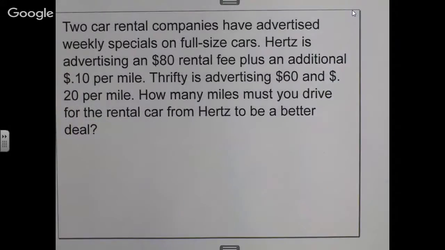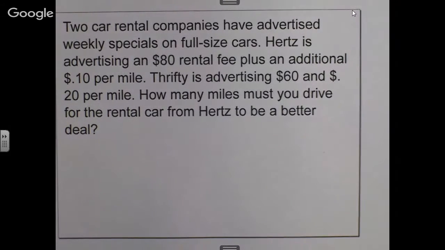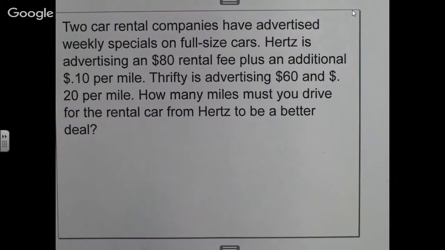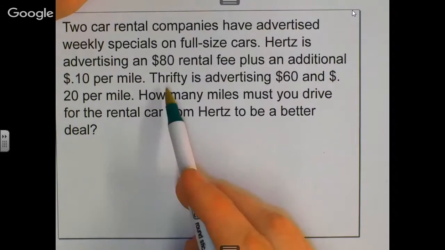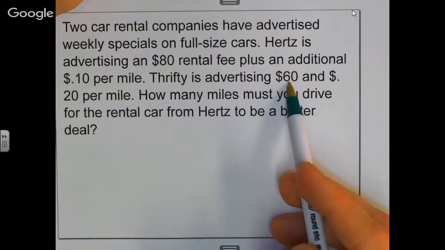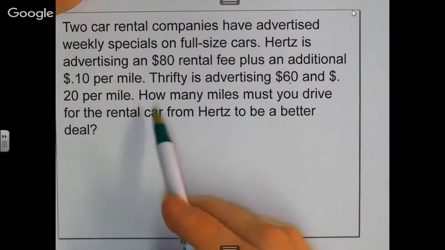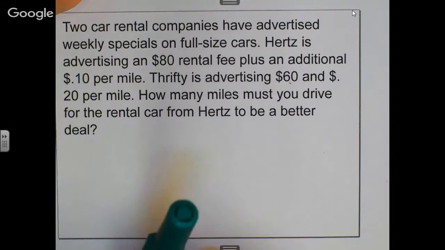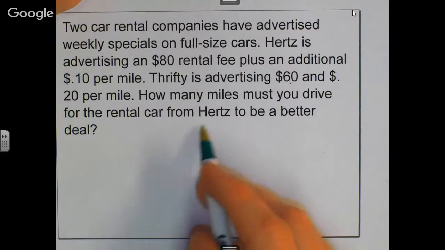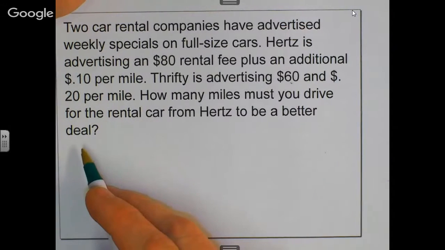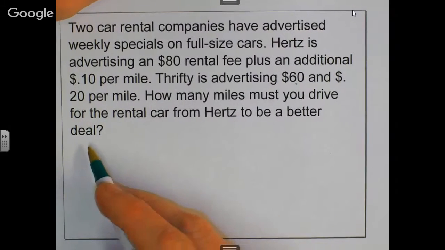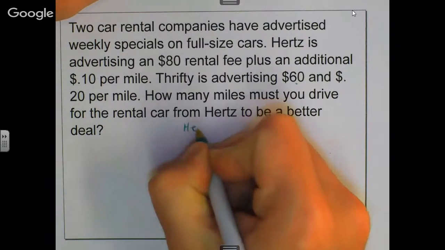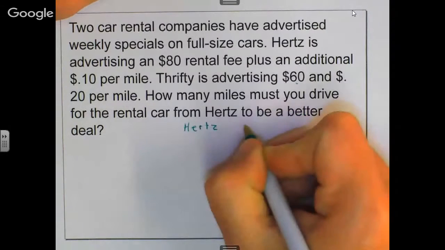Two car rental companies have advertised weekly specials on full-size cars. Hertz is advertising an $80 rental fee plus an additional 10 cents per mile. Thrifty is advertising $60 and a 20-cent per mile fee. How many miles must you drive for the rental car from Hertz to be a better deal? Well, to be a better deal, we want it to cost less.